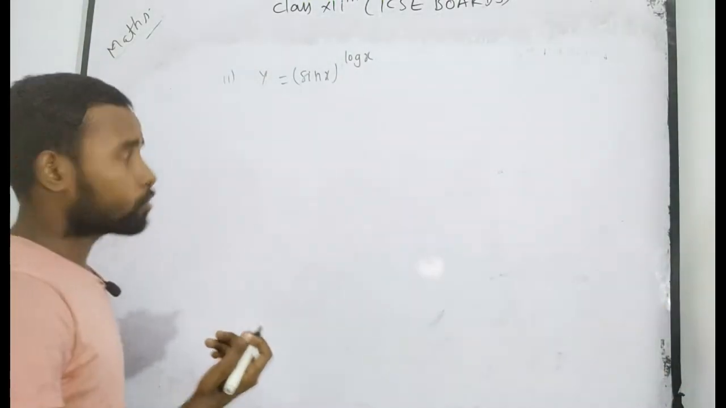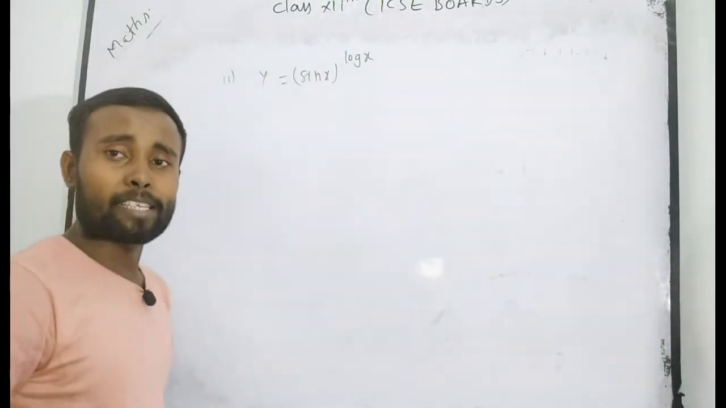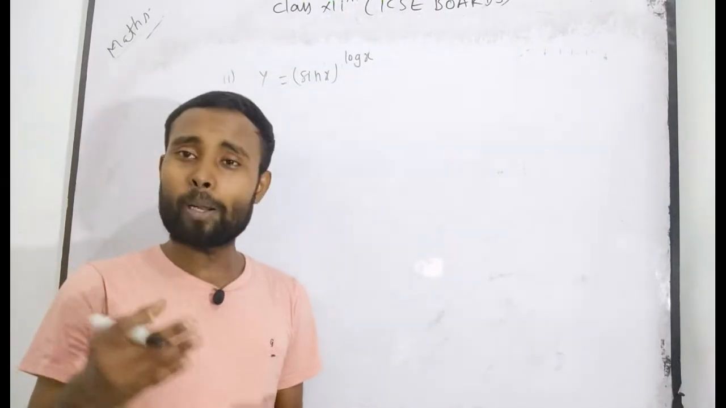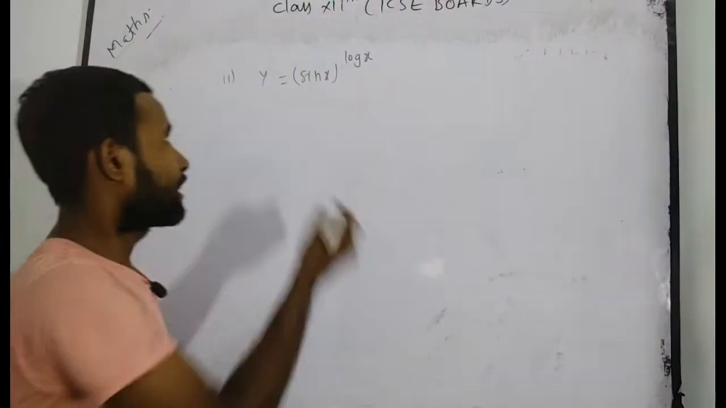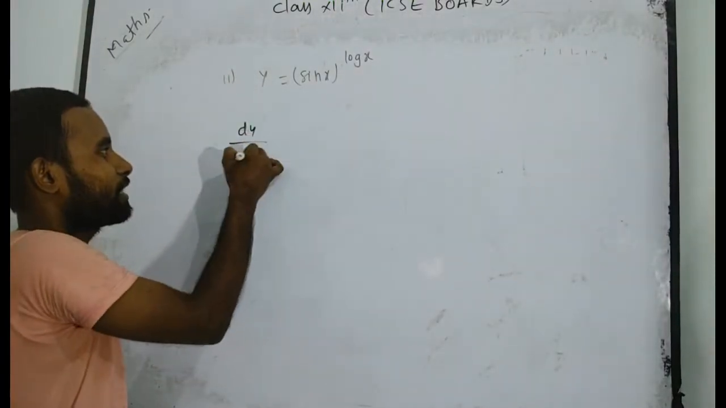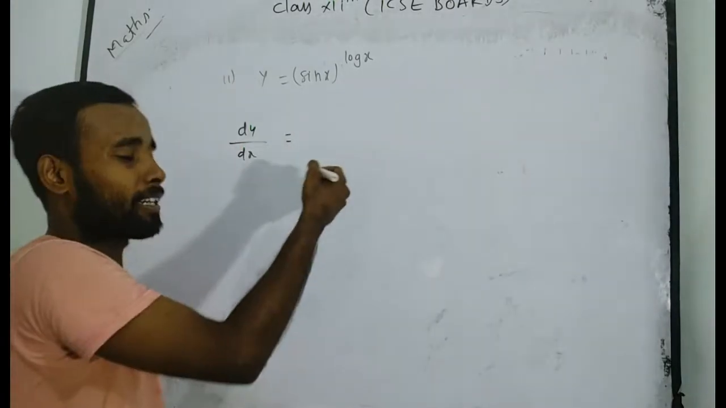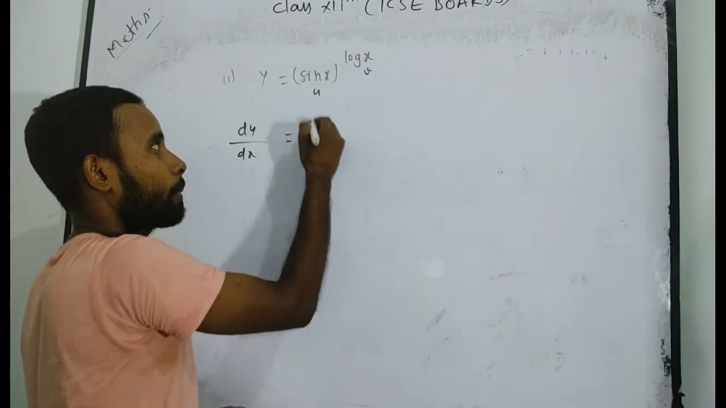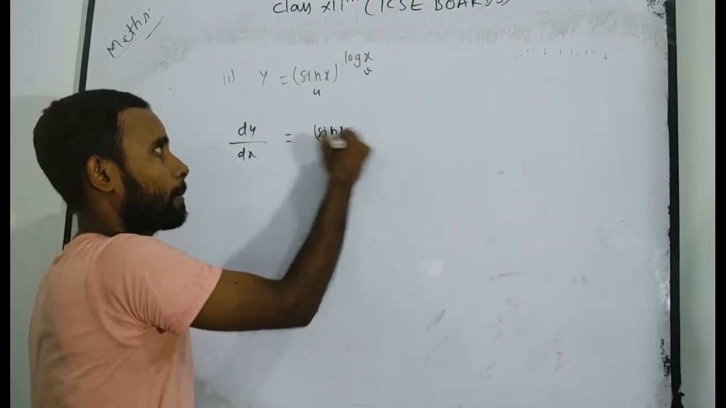y is equal to sin x to the power log x. Now you have to differentiate. You can go through your trick. What is the trick? I will again use it. dy/dx will be directly written here as u to the power v. This is your u, this is your v. u to the power v, that means sin x to the power log x.